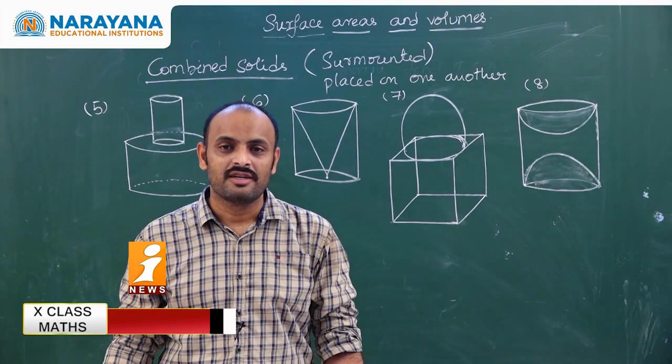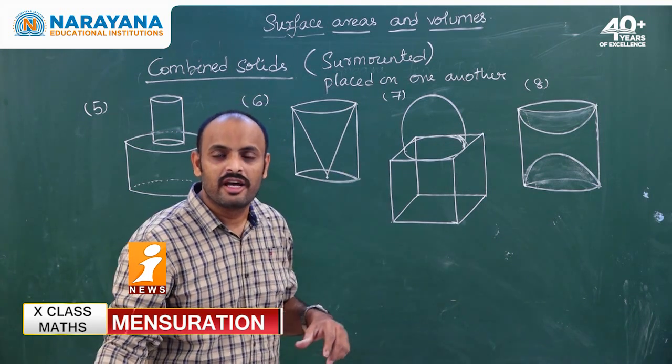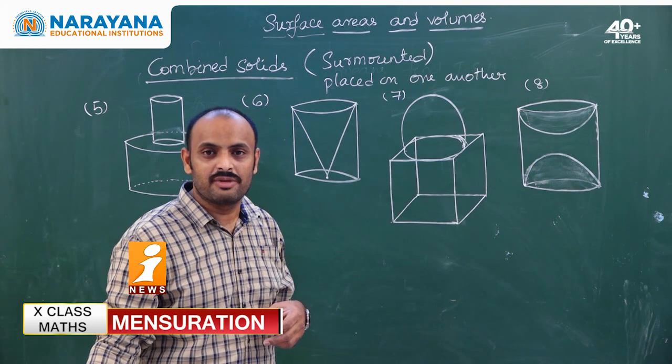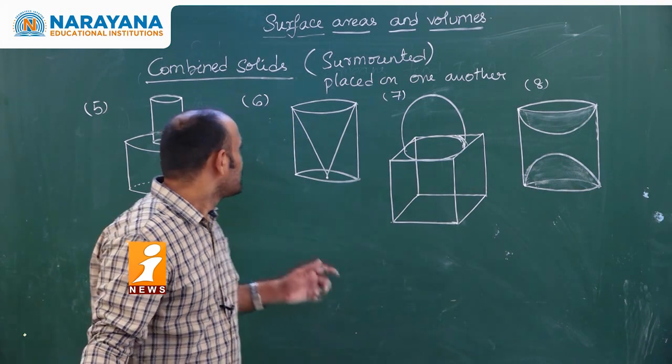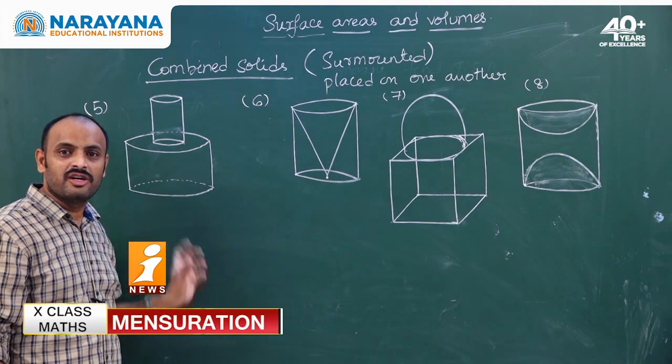Yesterday we have seen some of the combined solids. Today we are going to finish the other combined solids, and we are going to see some examples on this topic. Let's see, the next combined solid is a cylinder placed on another cylinder.